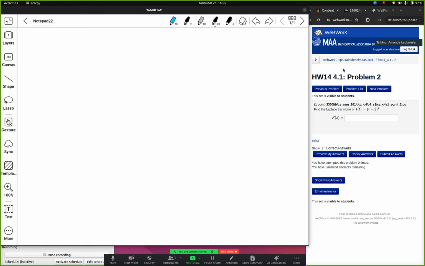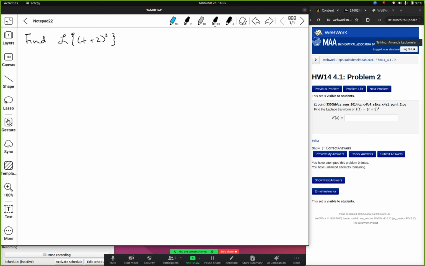All right, so the only problem solving request we had for today was for homework 14 on section 4.1 problem 2. And so in my Blackboard, it's given by find the Laplace transform of f of t equal to (t plus 2) squared. So we're trying to find the forward Laplace transform of (t plus 2) squared is the problem.